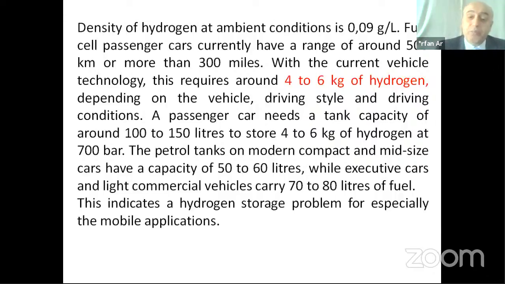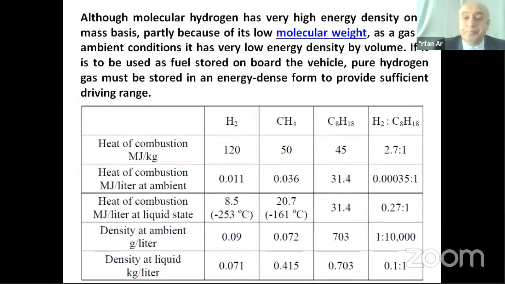The petrol tanks of modern, compact, and mid-size cars have a capacity of 50 to 60 liters, while executive cars and light commercial vehicles carry 70 to 80 liters of fuel. This means that we have a hydrogen storage problem. The hydrogen storage problem is serious, especially for mobile applications. This may be more clearly seen here.